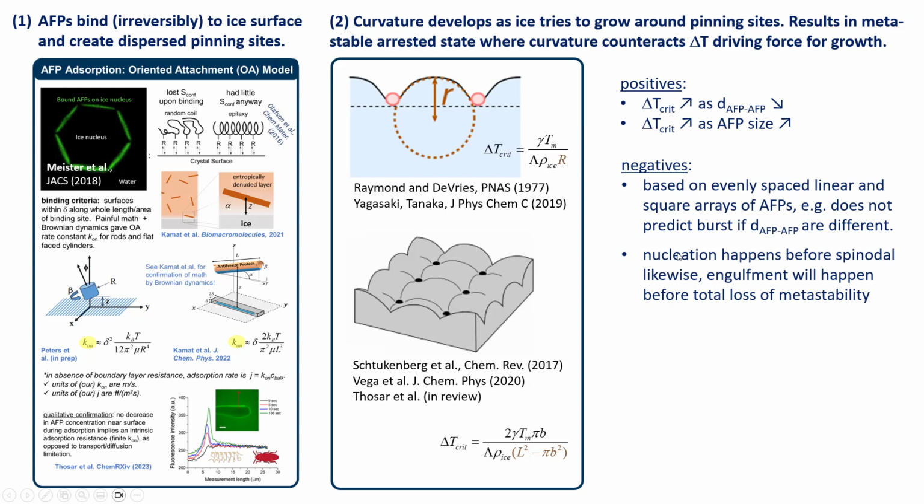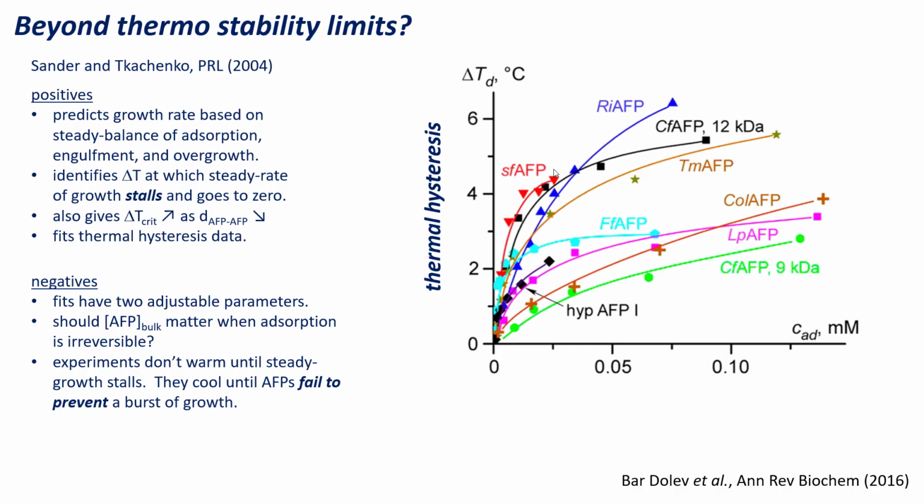We also know that nucleation tends to happen before you actually reach the spinodal condition. Likewise, we expect that engulfment is going to happen before we have a complete loss of metastability. These are theories based on that complete loss of metastability, and probably they are therefore going to be upper bounds on the true thermal hysteresis values. Can we go beyond these thermodynamic stability limits in these spinodal calculations in predicting the thermal hysteresis value?